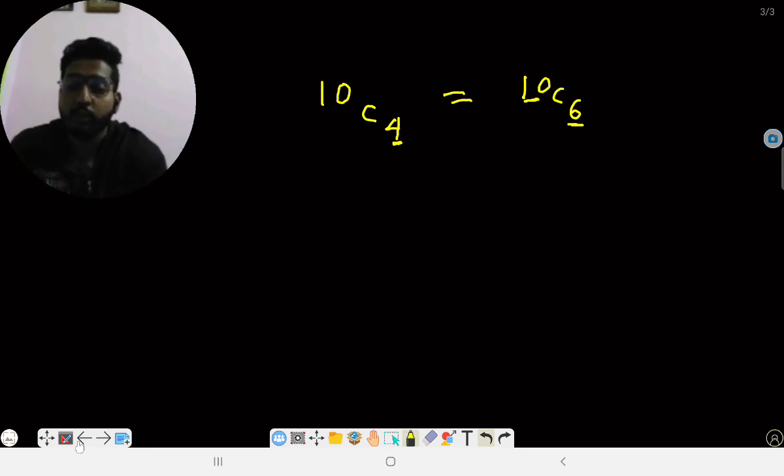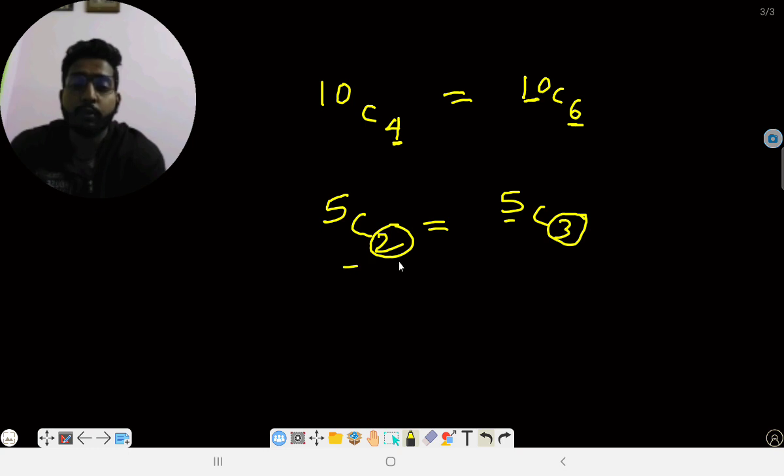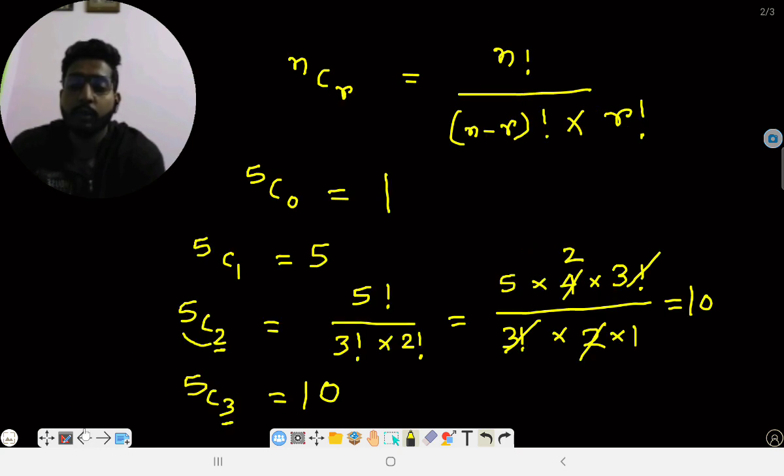Now here also 5c2 and 5c3 will have the same value. Here you can see 3 and here it is 2. 3 plus 2 is 5. So it is coming 5 here. So those will have the same value. We know 5c2 the value is 10, so that's why 5c3 also will be the value 10.